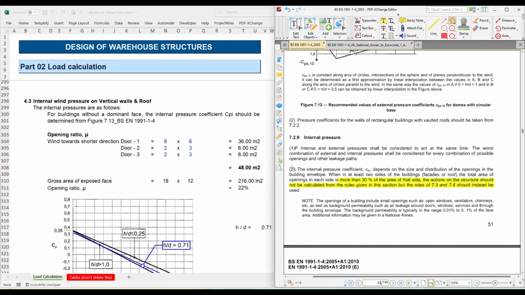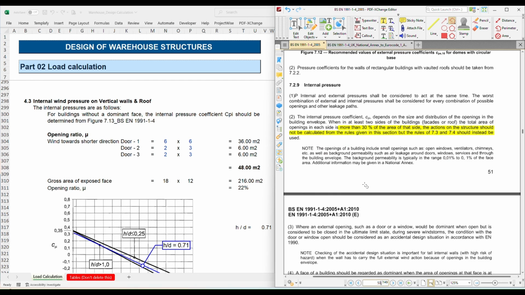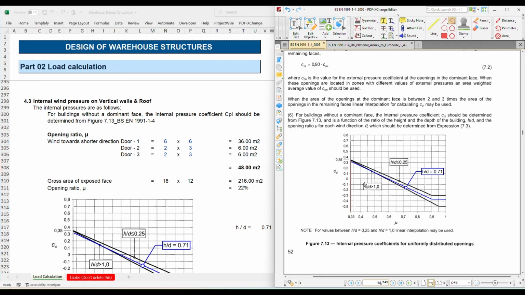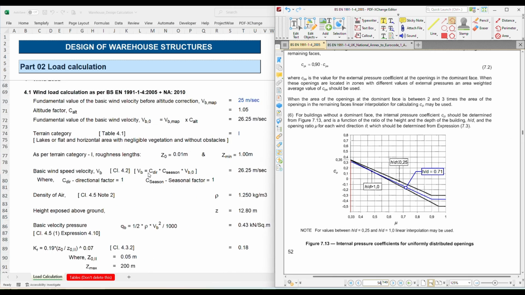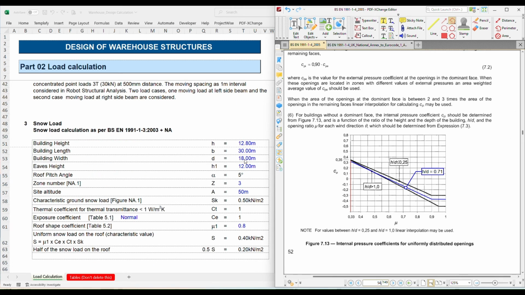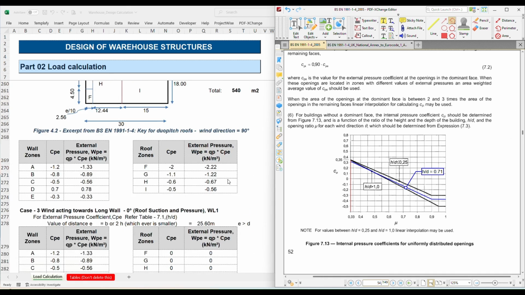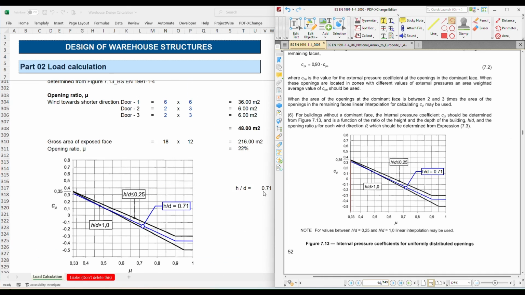Applying this, we are getting 48 square meter. We know that the cross area of the exposed face is 18 by 12 meter, that is the width and the height. The opening ratio is giving only 22%, which is less than 30%, so you can follow the conventional method. In this method, you can see this chart, we need to find the H by D. H is the total height, 12.6 meter, which we have assigned here, and D is 18 meter. So H divided by 18 comes to 0.71.